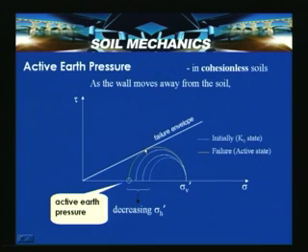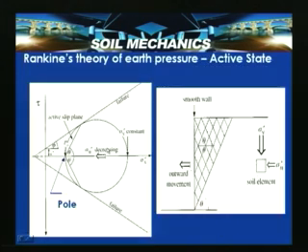Similarly, if you have a C phi soil, then the failure envelope will be there like this, and the concepts are the same, but here it was introduced for a cohesionless soil or granular soils. But if it is a C phi soil, the failure envelope will be here, and initially the K naught state Mohr circle will be here, and the moment it comes in contact with the failure envelope, it attains failure. The soil is said to be in the active state.